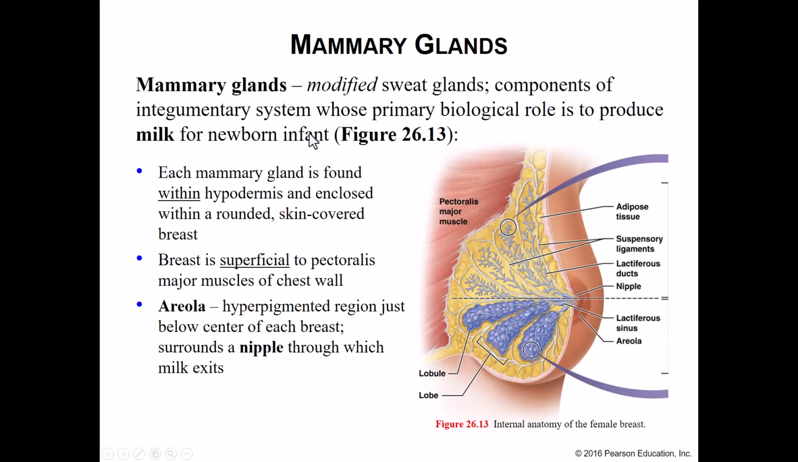Mammary glands are also part of the female reproductive tract. They are modified sweat glands. Their main role is to make milk. Each mammary gland is found in the hypodermis, so in a layer of fat enclosed in a skin-covered breast. The breast lies on top of, or is superficial to, the pectoralis major muscle, and the darkened circle on the breast is the areola. In the center is our nipple, and the nipple is where the milk exits the breast.